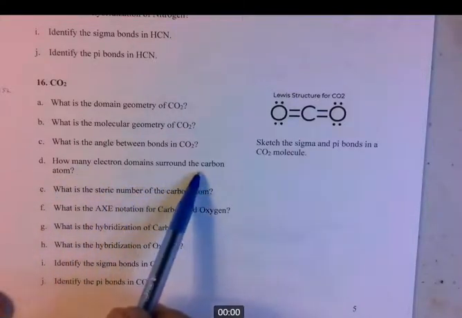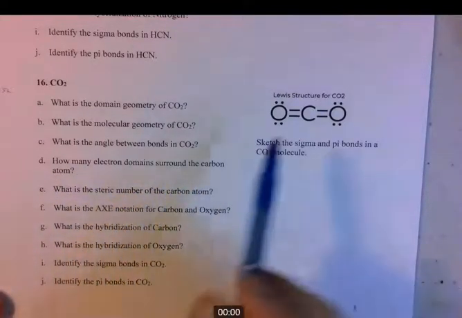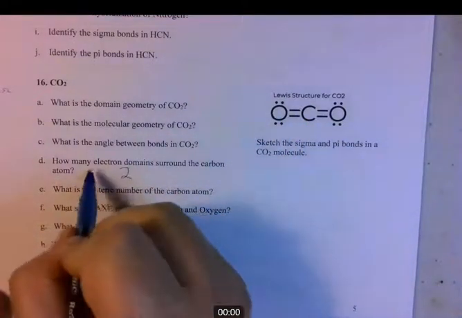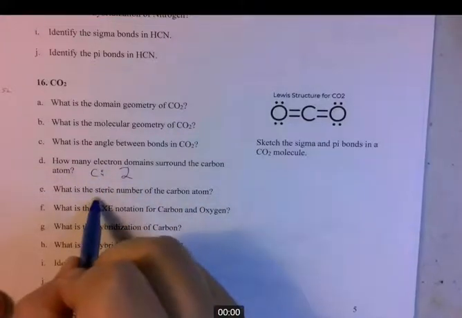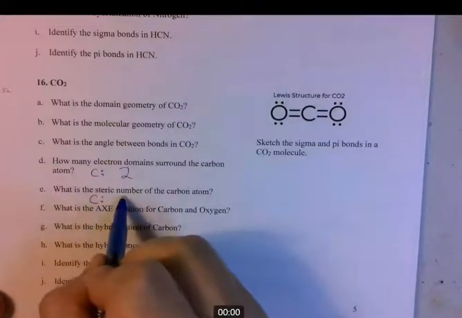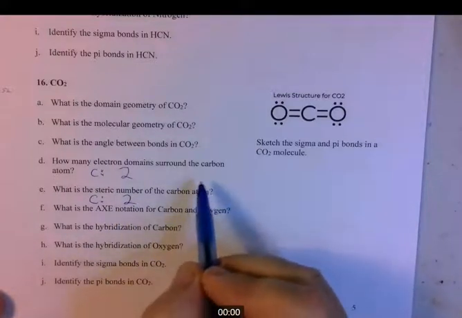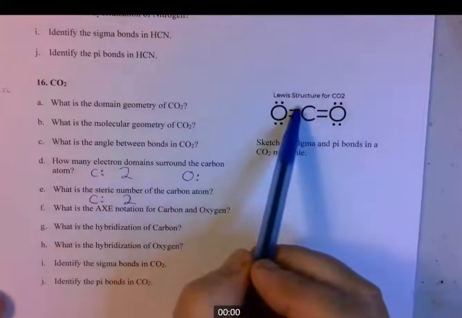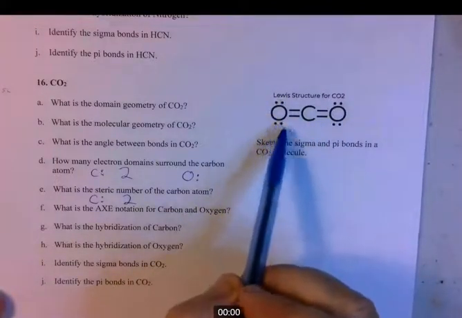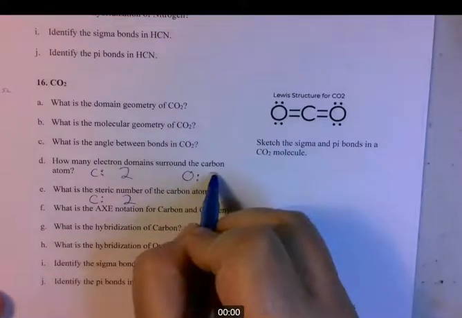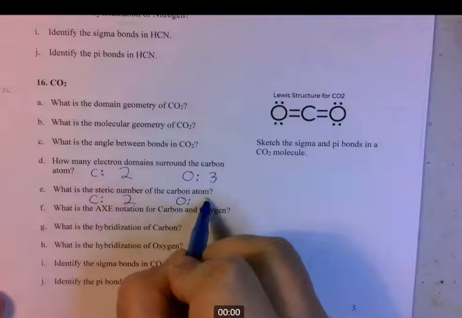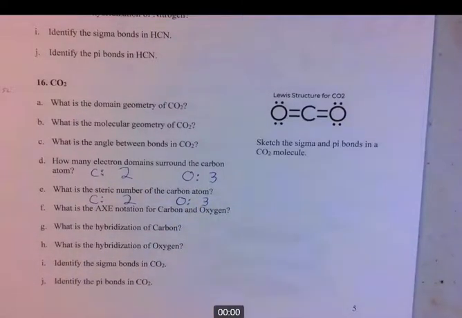So how many electron domains surround the carbon atom? And the answer to that is there's 1, 2. So the steric number for carbon is 2, and the number of electron domains is 2. Now I want to answer the same question for oxygen. For oxygen, the number of electron domains is 1, 2, 3, and that's for each of the oxygens. So they're going to have a steric number of 3, or 3 electron domains.